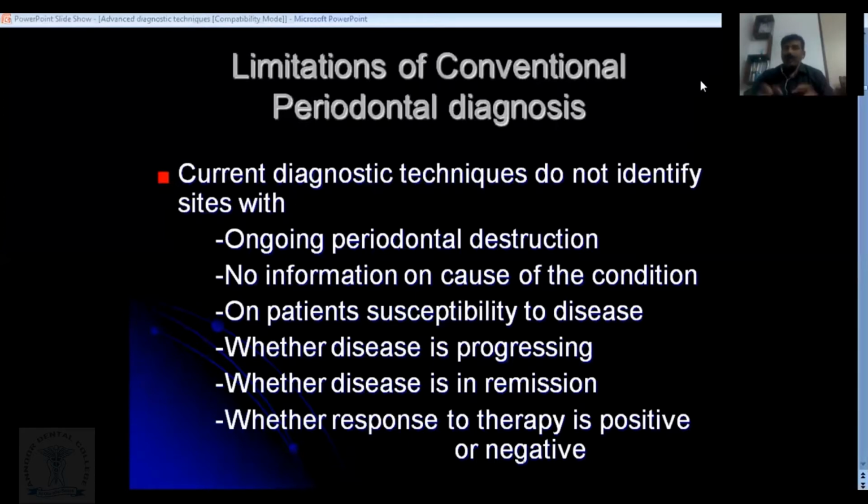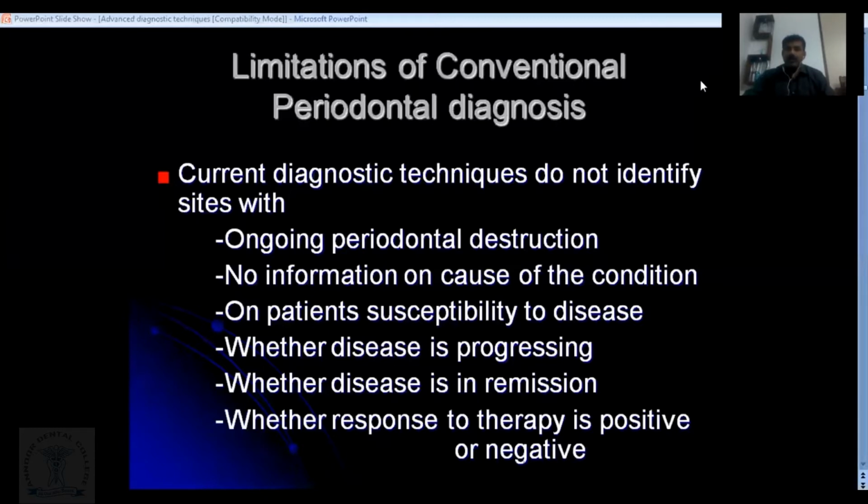So by your current diagnostic methods, you can't identify any of these. You can't identify an active site. If you see that the disease is progressing or is active in a particular location, you can intervene. But by just probing, you can't know that the disease is active or inactive there.